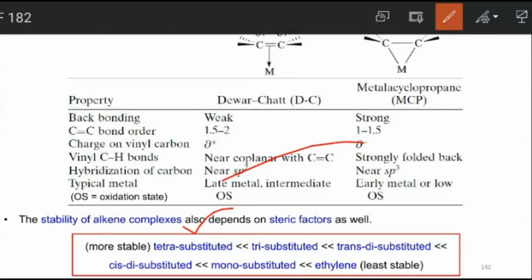If you have a tri-substituted one, from tetra to tri-substituted, at least at one position you have a small hydrogen atom through which your incoming ligand can attack the metal center, and therefore the speed of the reaction will be more. Then in the di-substituted, you have cis and trans. Trans will be more stable because, because of the trans position, the incoming ligand cannot move freely from either direction. Therefore, the trans orientation is more stable than the cis, because in cis the incoming ligand can attack the metal center either from the top or from the bottom. And the least stable is the non-substituted simple olefin.